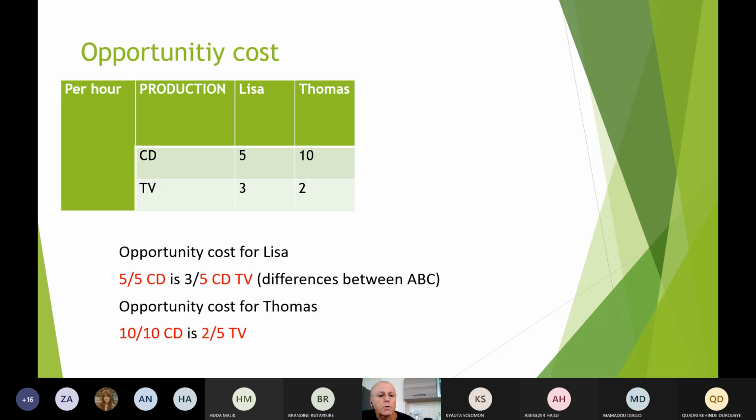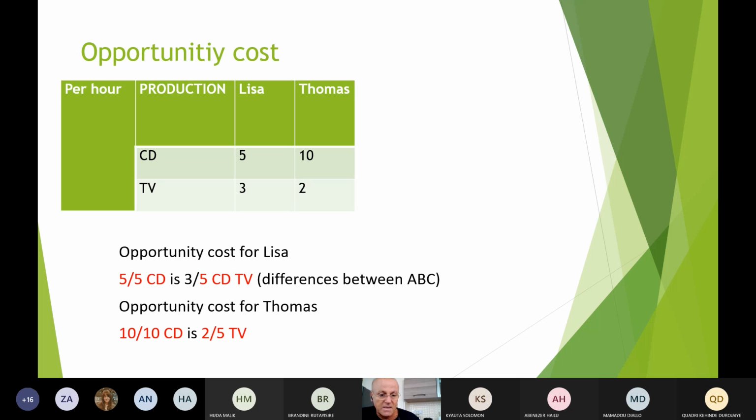Opportunity cost, when we concentrate on the people or the employees: the opportunity cost for Lisa, which is given in the table, is production for CD and TV. For Lisa it is 5 units for CD and 3 units for TV, and for Thomas it is 10 units for CD and 2 units for TV. Therefore, the opportunity cost for Lisa is supposed to be 5 divided by 5 for the CD, equal to 3 divided by 5.